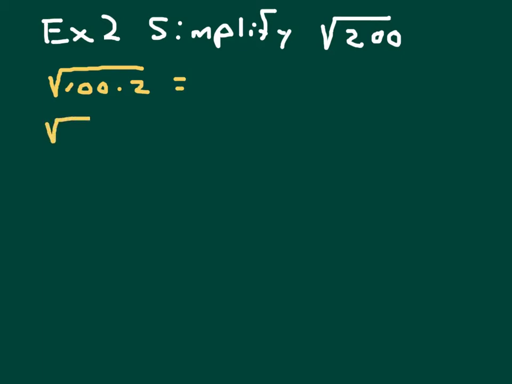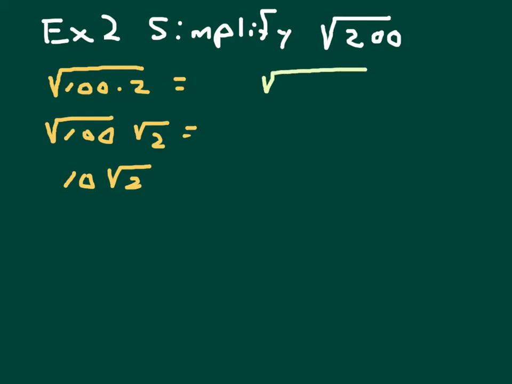Now, what this means is the square root of 100 times the square root of 2. But the square root of 100 is 10. And then 2 does not have two factors where one of them is a perfect square. So this is simplified.